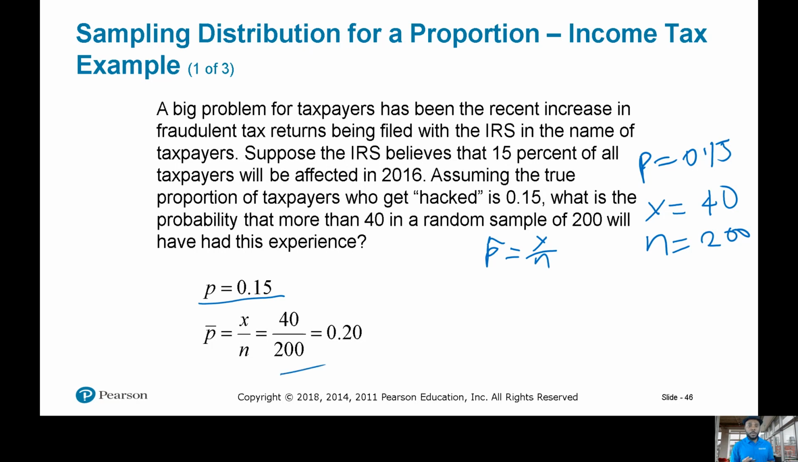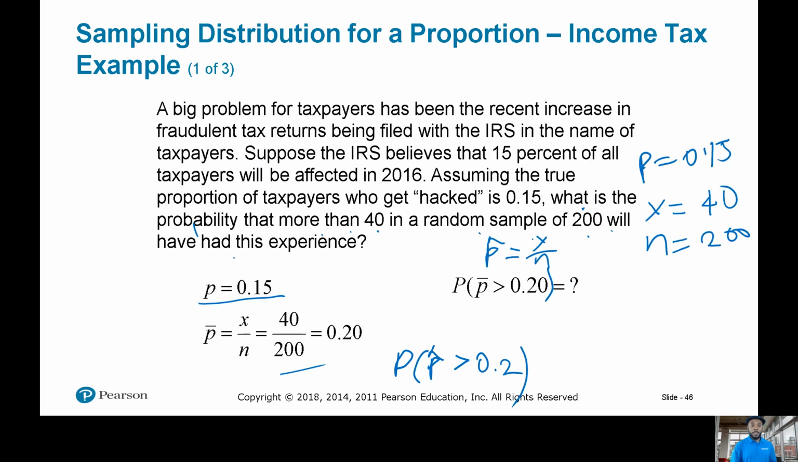Now that we've established this, what are we trying to find? What is the probability that more than 40 in a random sample of 200 will have had this experience? What we're trying to find is the probability that P hat is greater than 0.2. Exactly, so that's what I have here.